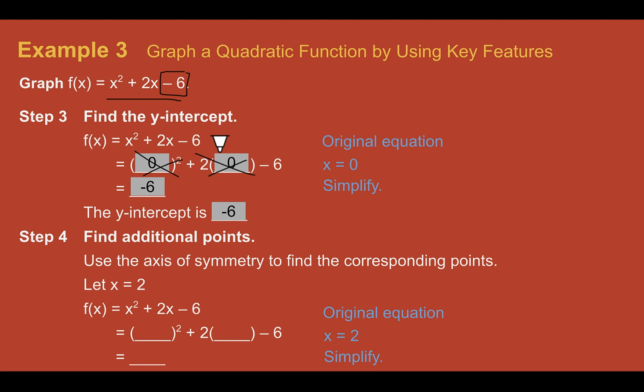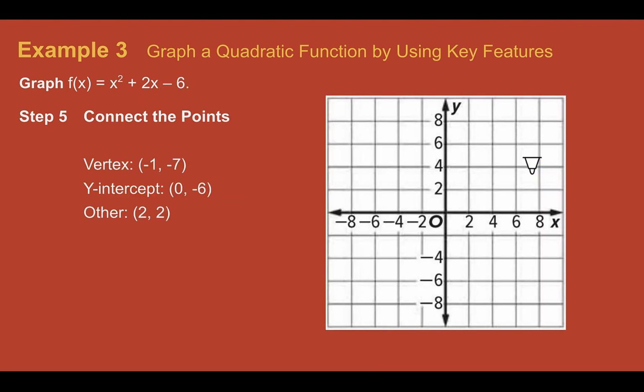Next, let's find some additional points. We can plug in any value we want for x. Let's use some smaller ones. So x is equal to 2. If we plug in 2, simplify it out, we would end up with 2. 2 squared is 4, plus 2 times 2 is 8, minus 6 is 2. So I would have another coordinate of 2, 2. My last step is to graph these points and make enough so I can connect them with a smooth curve.